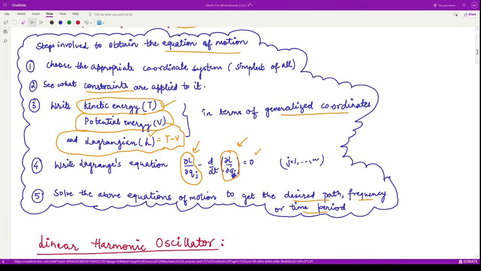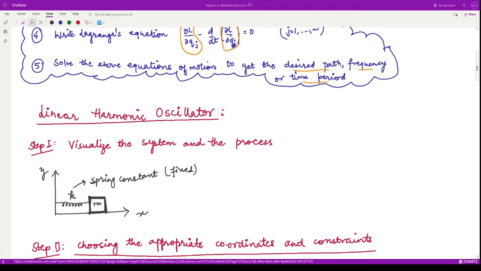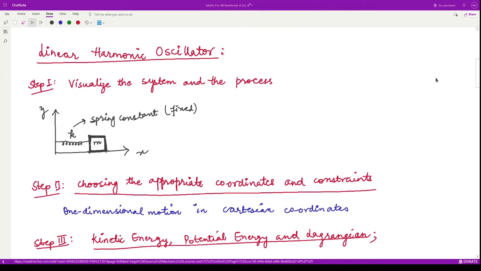Now here you do not have any information how the system behaves and what are the constraints and how does it look. So the first step is we shall visualize the corresponding process and the materials involved, right? So linear harmonic oscillator, it basically is a spring mass system in which we have assumed that this spring has spring constant K, which is fixed for every spring, and this is some block which has mass of m.